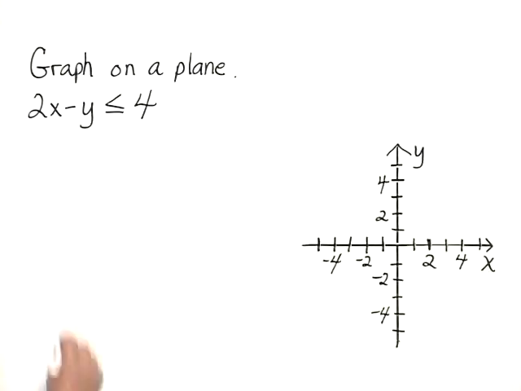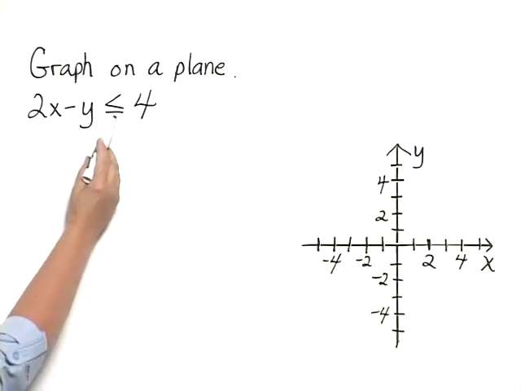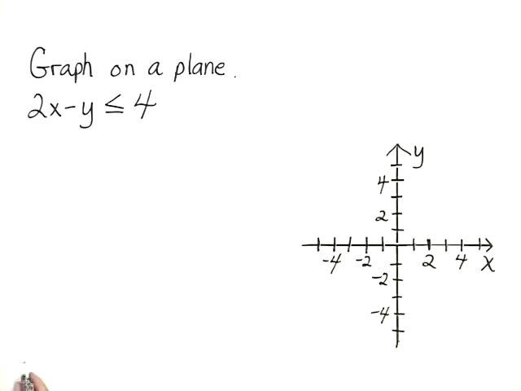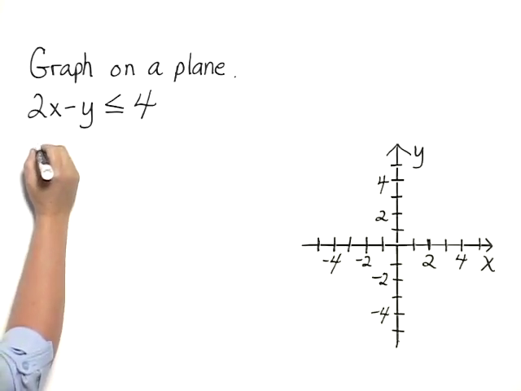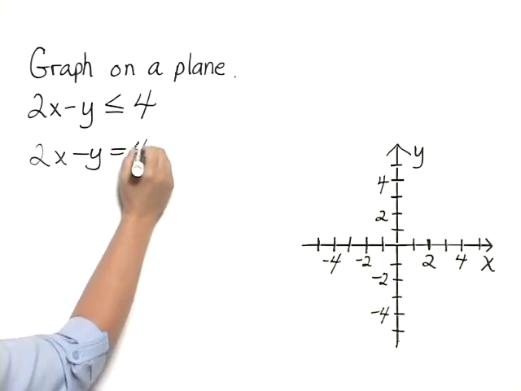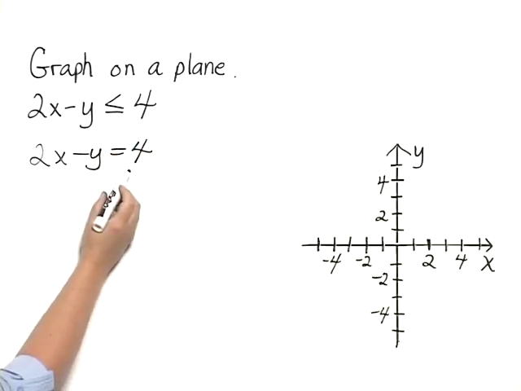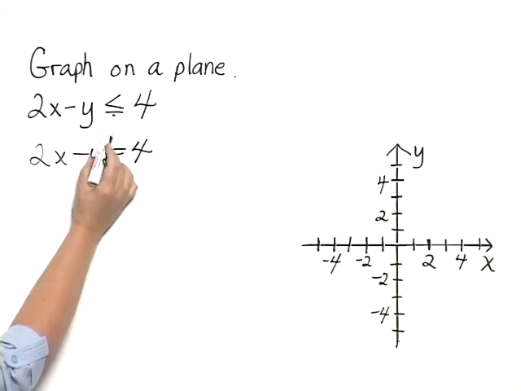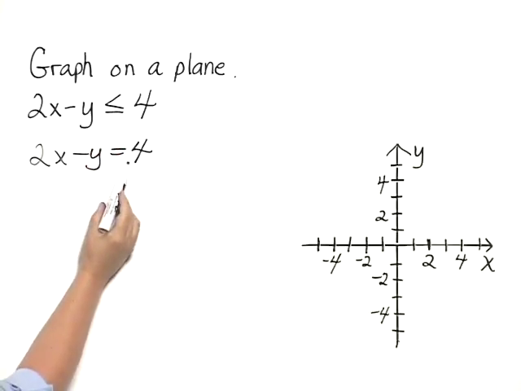Graph on a plane 2x minus y is less than or equal to 4. We begin by looking at the related equation, 2x minus y equals 4, and we're going to graph this equation first. Now, since the inequality symbol is less than or equal to, instead of just strictly less than, we'll graph this line using a solid line.